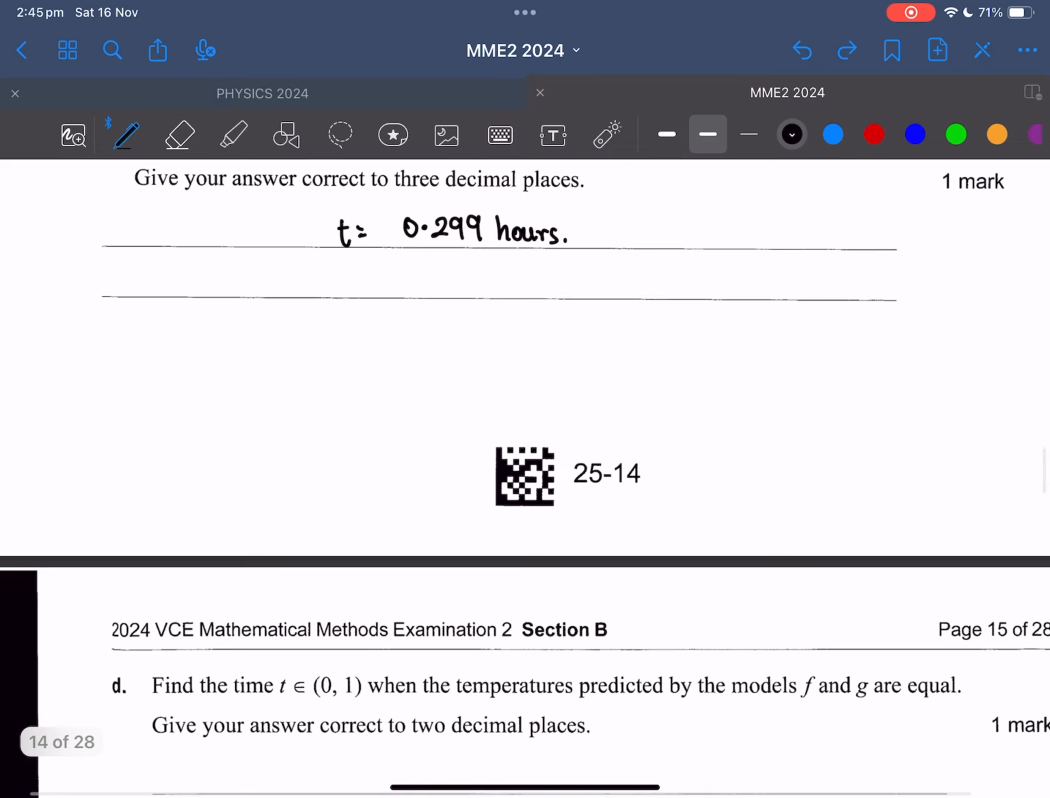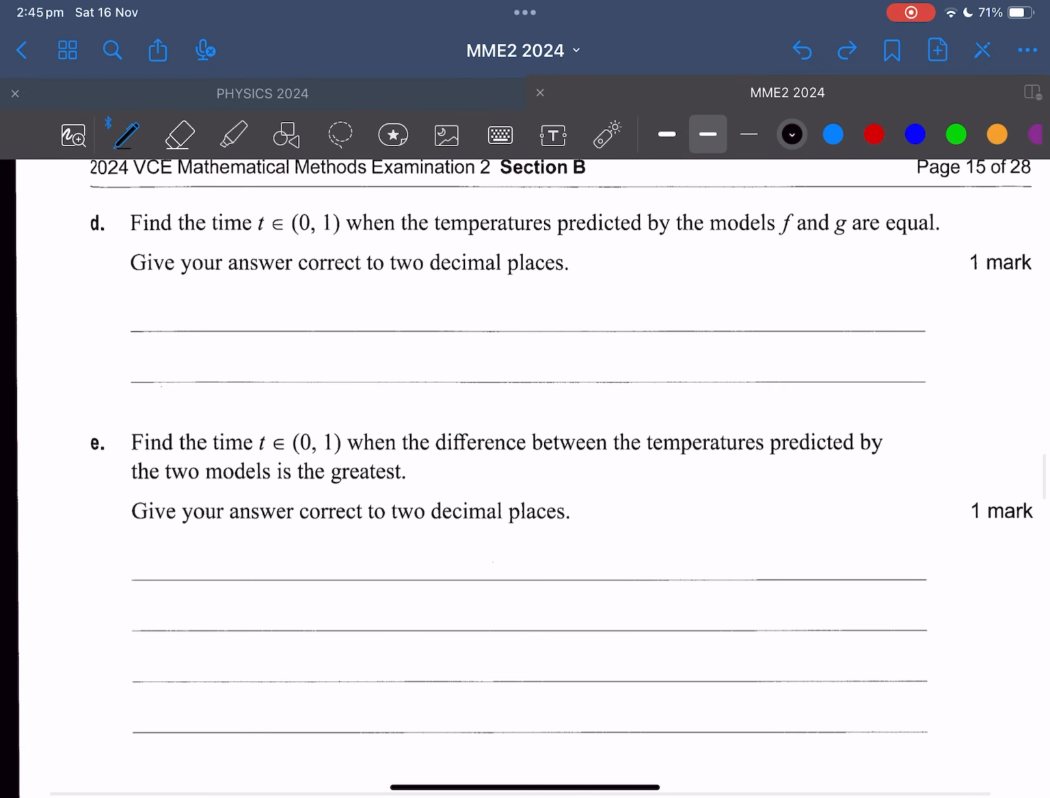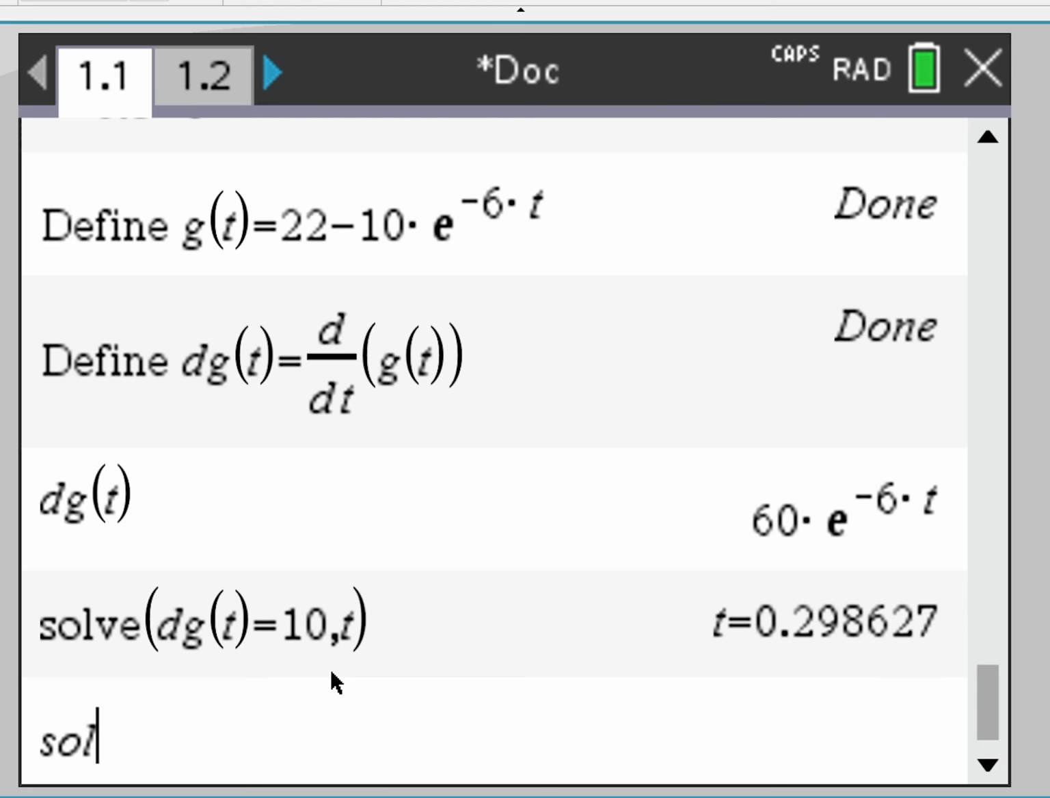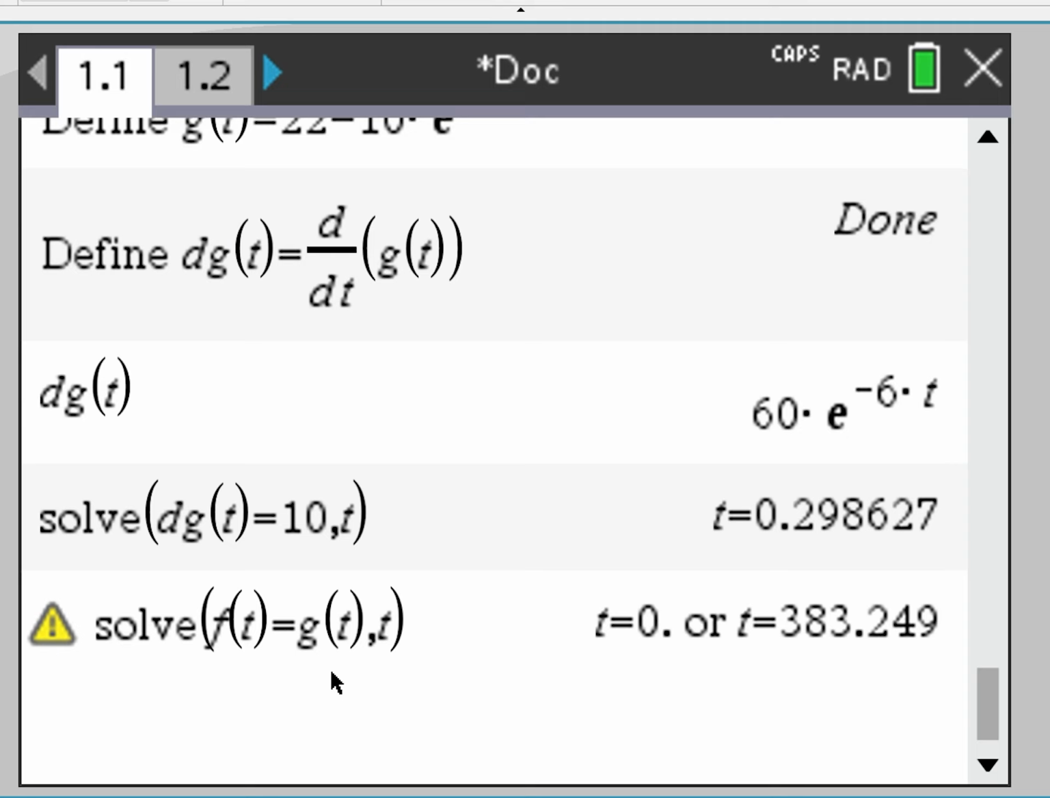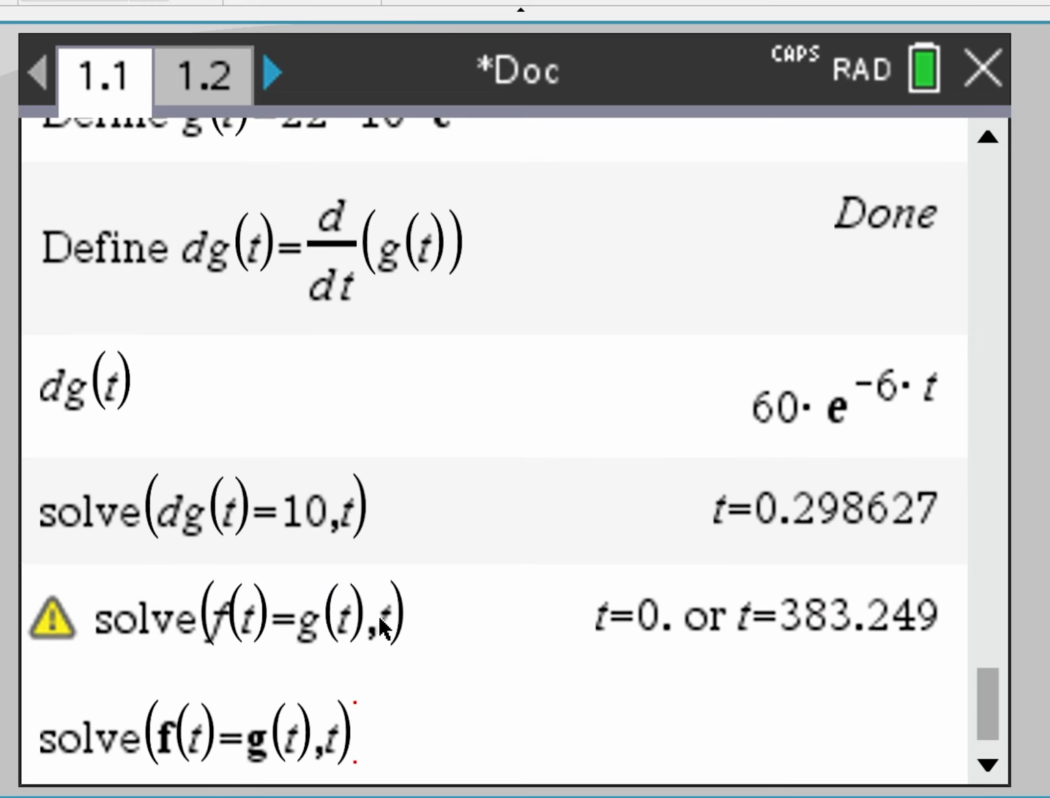Let's move on to the next question. Find the time which is between 0 and 1 when the temperatures predicted by the models f and g are equal. Give your answer correct to 2 decimal places. So they're basically asking us to find f of t equals g of t. Let's do this on CAS. Solve f of t equals g of t, comma t. Okay, that's pretty weird. We may have to specify the domain because t is meant to be between 0 and 1. Let's try that and see what the answer is.